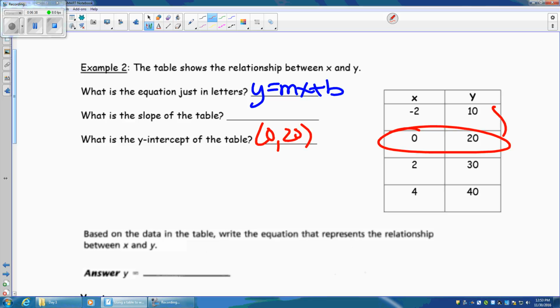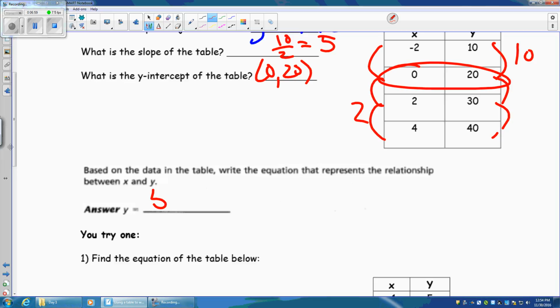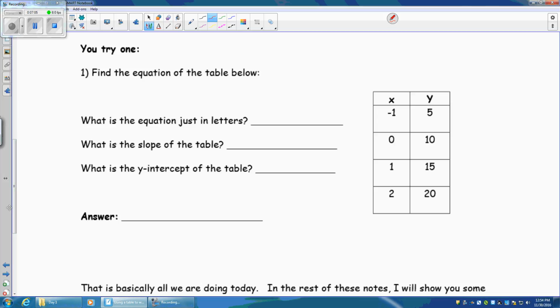And the slope. If I look at this side, it looks like it's changing by 10. This side looks like it's changing by 2. So it's 10 over 2, which, can you do anything to 10 over 2? You can reduce it to 5 over 1 or just 5. So now I know I can plug in 5 and 20 to get my final answer of y is equal to 5x plus 20. Okay? So would you please try one, pause the video, and then start it up to see if you got it right or not.